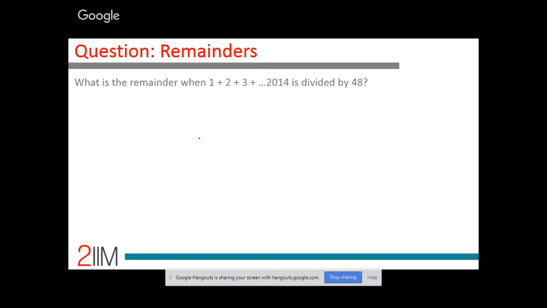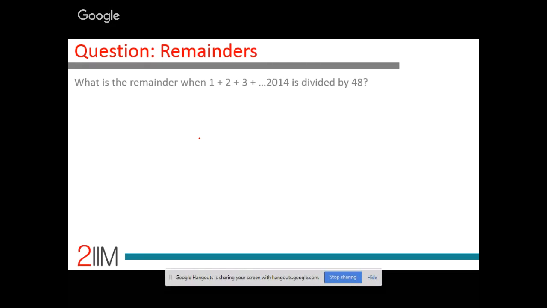Very formulaic question. Plug in n into n plus 1 by 2. Find this become 1007 into 2015. So 1007 by 48, find the remainder. 2015 by 48, find the remainder. What are the remainders? Minus 1. So minus 1 into minus 1, 1.